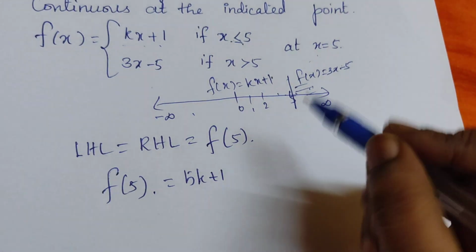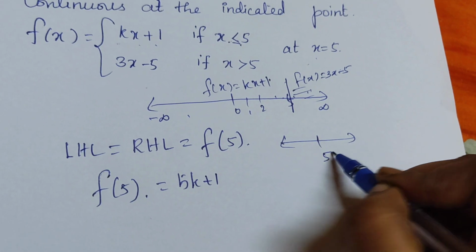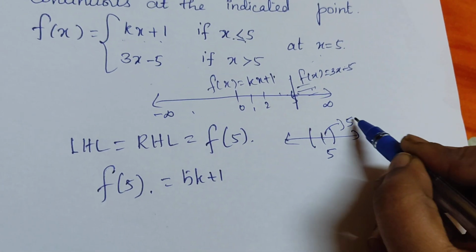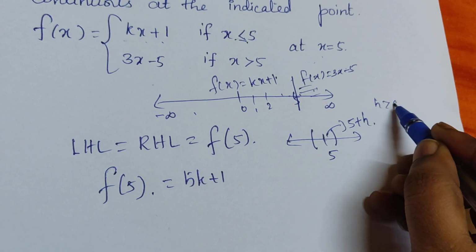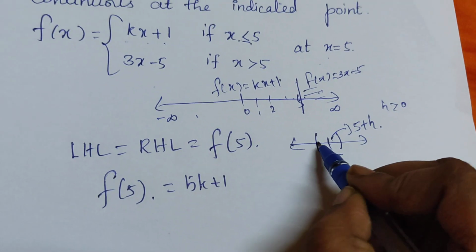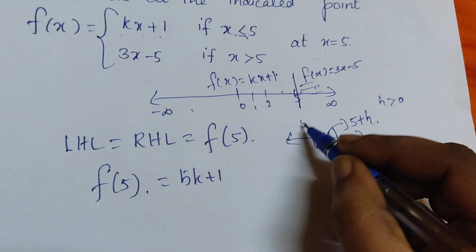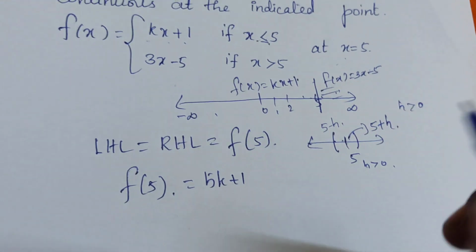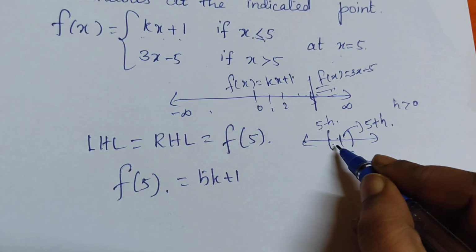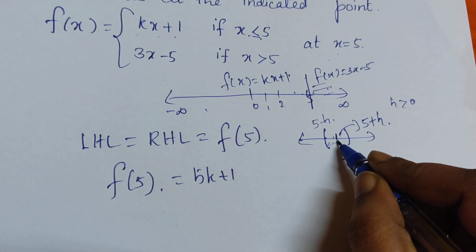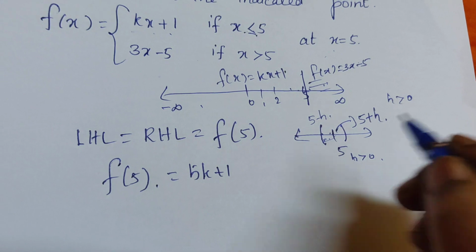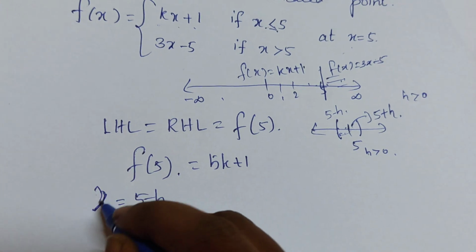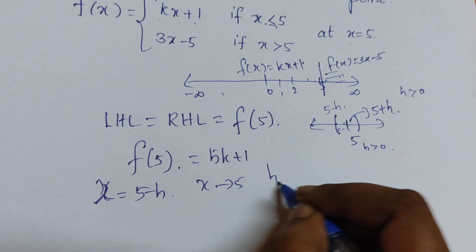Now we will calculate the left hand limit. So when we take 5, it has a right hand neighborhood and a left hand neighborhood. In the right hand neighborhood, elements will be 5 plus h, where h is a positive real number. And in the left hand neighborhood, numbers will be 5 minus h, where h is a small positive real number. Now we are calculating the left hand limit, which means the values of x are approaching 5 from the left hand neighborhood. So in this case x values will be 5 minus h. Again, as x tends to 5, h tends to 0.